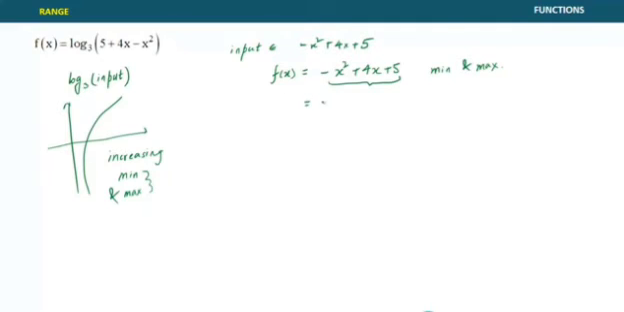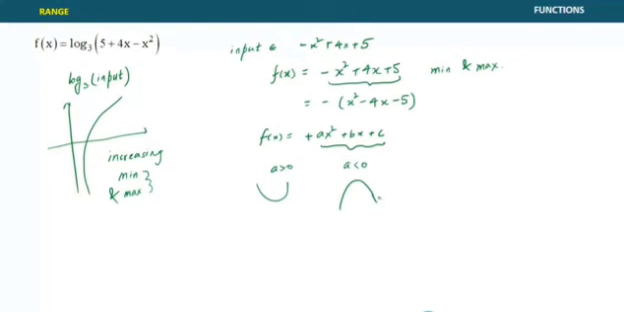For a quadratic, if I take minus common, this becomes x square minus 4x minus 5. Or in fact, let's say I am solving for ax square plus bx plus c. You know that if a is greater than 0, it is an upward parabola, and when a is less than 0, then it is a downward parabola. Just revise the quadratic class. Here you will get the minimum value, and in this case you will get the maximum value. Here the range would be y min to infinity, right?